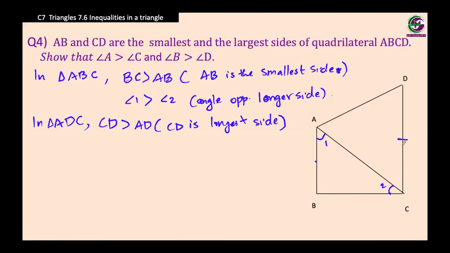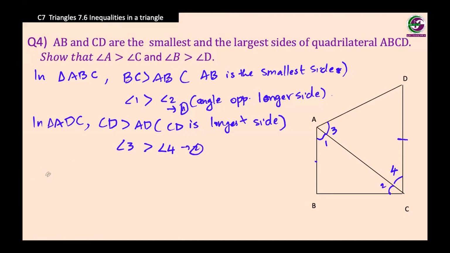So CD is the longest, which means the angle opposite to CD is, let's name this as 3. Opposite to AD, let's name this as 4. So we get that angle 3, which is the opposite of CD, is greater than angle 4. Let's name this as equation 1 and this is equation 2.